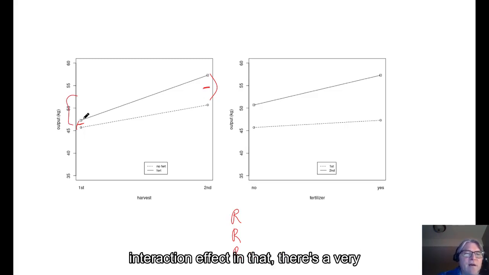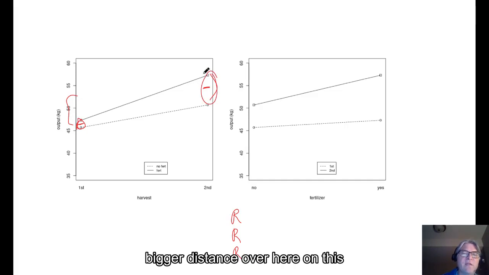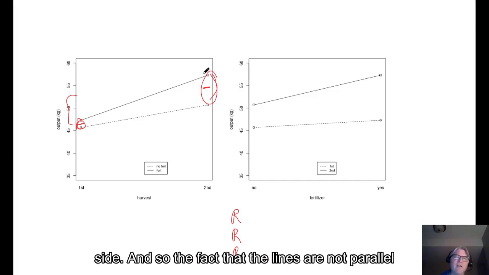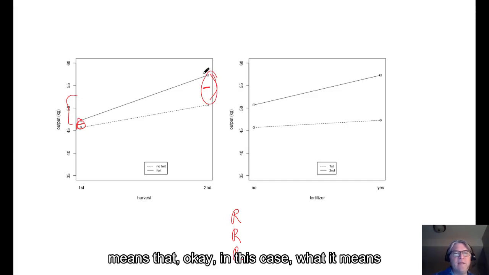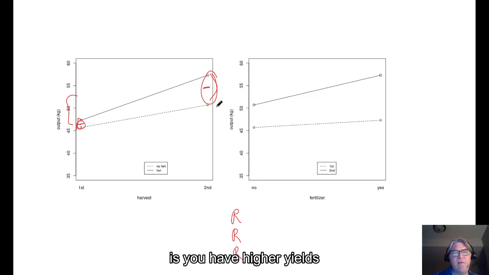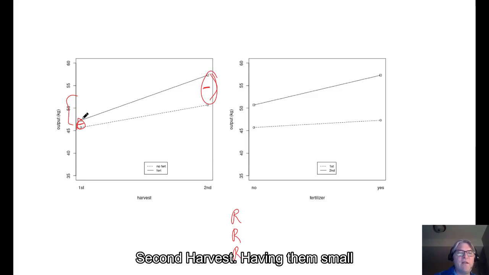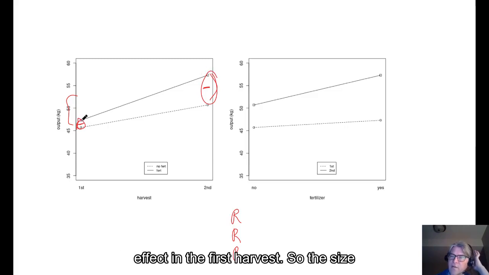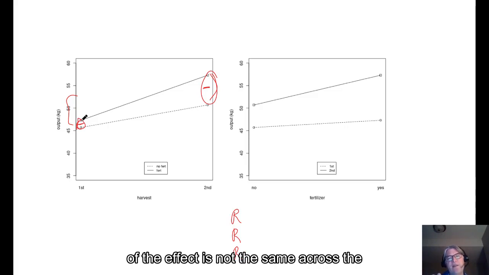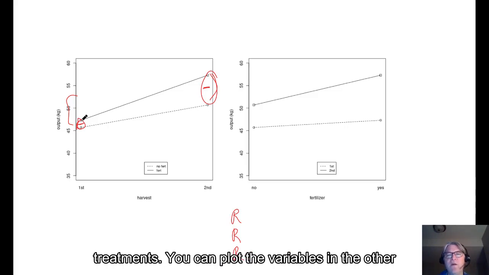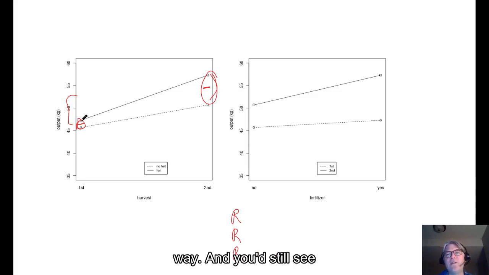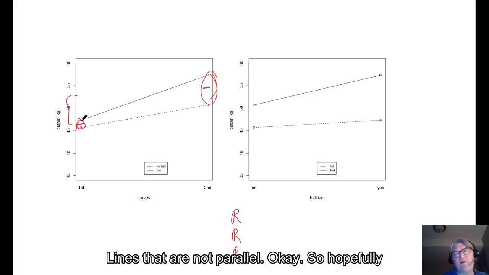But there also looks to be an interaction effect in that there's a very little distance here, but there's a bigger distance over on this side. And so the fact that the lines are not parallel means that, in this case, you have higher yields in the second harvest, and the fertilizer is having a very large effect in the second harvest. It's having a small effect in the first harvest. So the size of the effect is not the same across the treatments. You could plot the variables the other way, and you'd still see lines that are not parallel. Okay, so hopefully that makes sense.